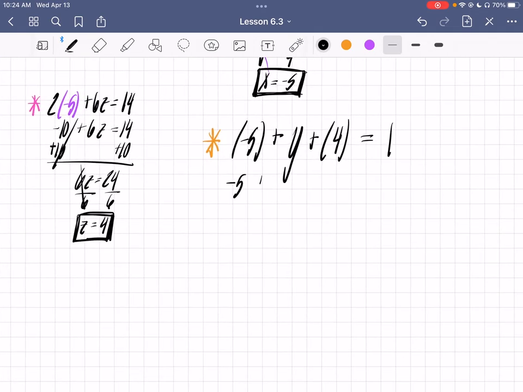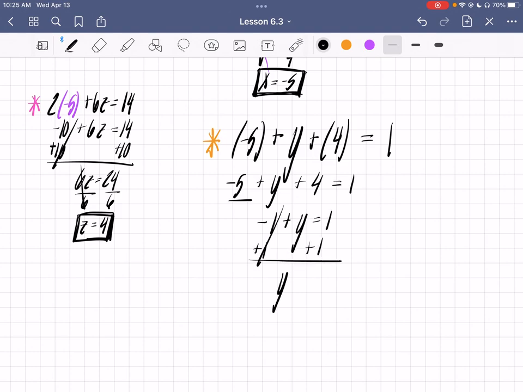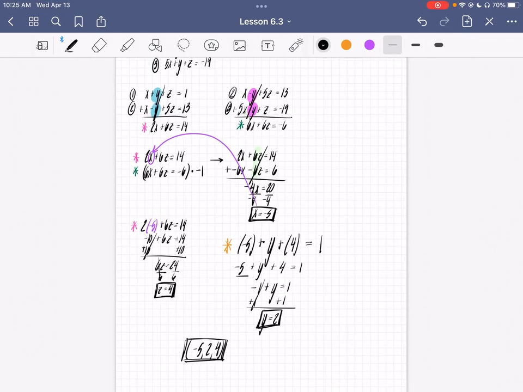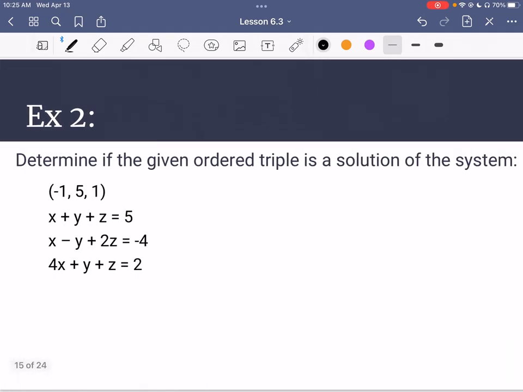So negative 5 plus y plus 4 equals 1. Negative 5 plus 4, I'm going to combine. That gives me negative 1 plus y. Add 1 to both sides. We get y equals 2. Okay, and now we have our solution. So negative 5, comma 2, comma 4. Or that's our proposed solution. Okay, so then we would go ahead and actually check that if we were being asked to do so.